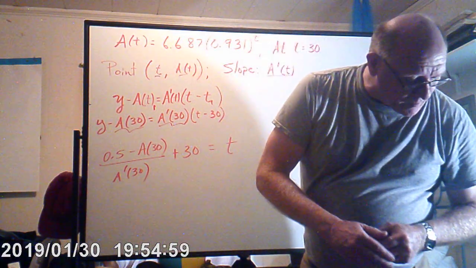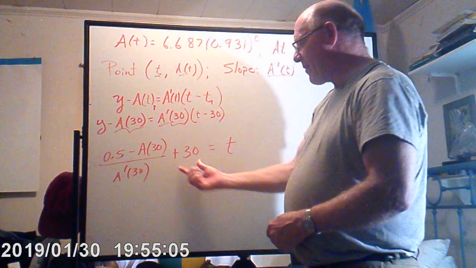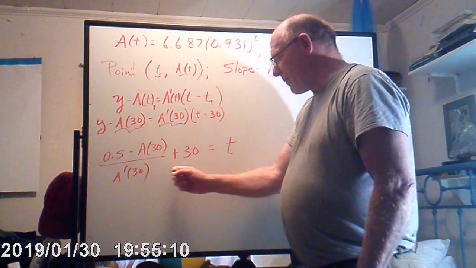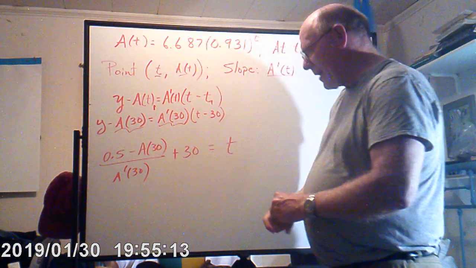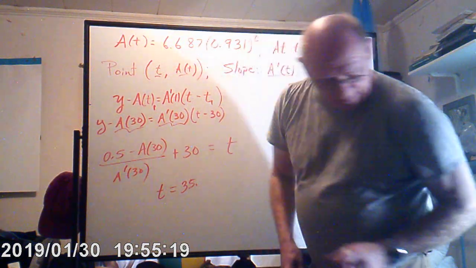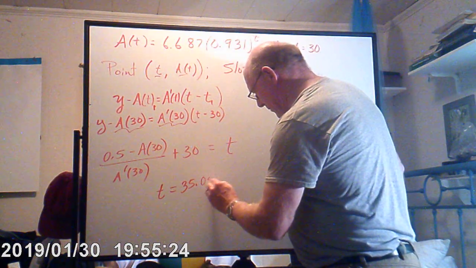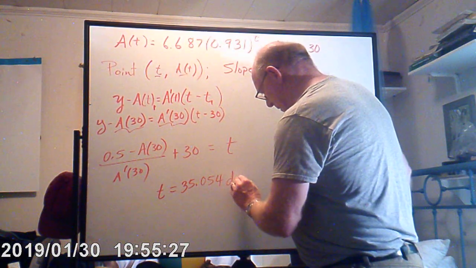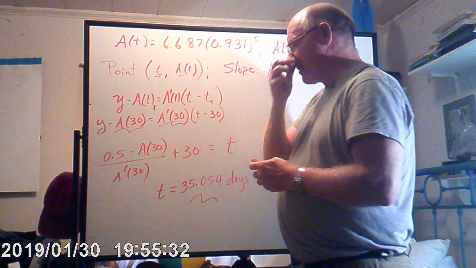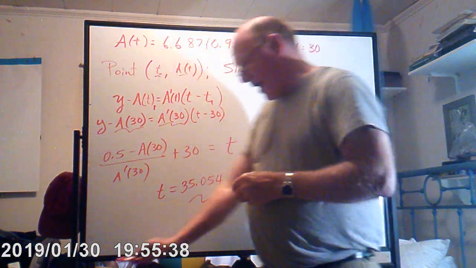I do believe that's what I did on that. So yeah, you have to divide and then add 30 to that. That's really all there is to it. Again, t is 35.054, and that's in the number of days. That's how long it takes for there to be 0.5 pounds of grass clippings.